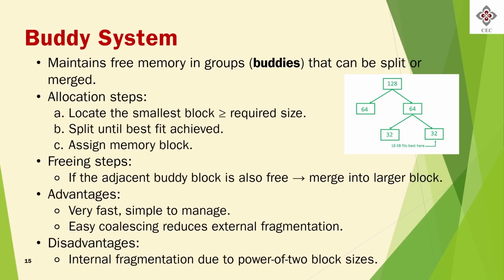So, the disadvantage is internal fragmentation due to power of 2 block sizes. So, here that is the problem. Internal fragmentation is, for example, if you need 18 kb, but you have 32, so 14 kbs are wasted. That is the internal fragmentation issue. That is the one disadvantage we can say with the buddy systems.